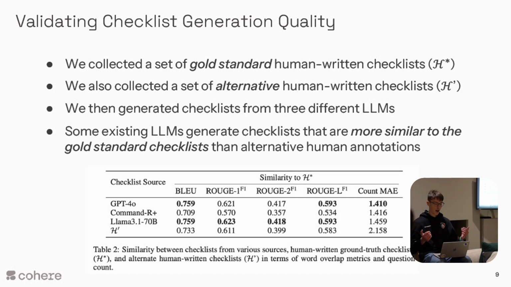And we found that some of the best LLMs already agree in terms of these various metrics more with the ground truth checklists than even some of the human written ones. So BLEU and ROUGE are both string matching metrics. And we see higher numbers for GPT-4o and Llama than for the alternative human checklists. And also in terms of question count, where humans actually varied quite a lot from the gold standard. So some humans wrote way fewer questions than we would have liked, some wrote way more.